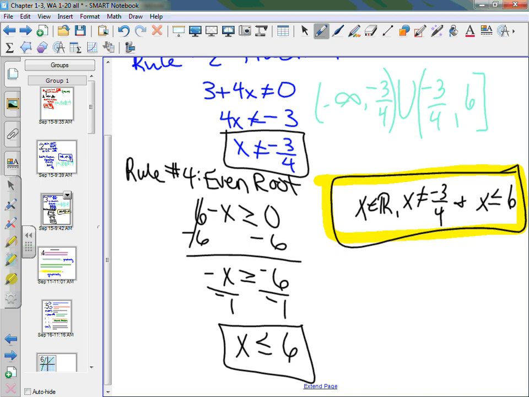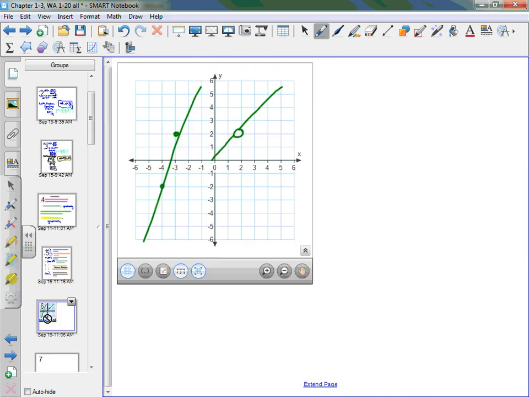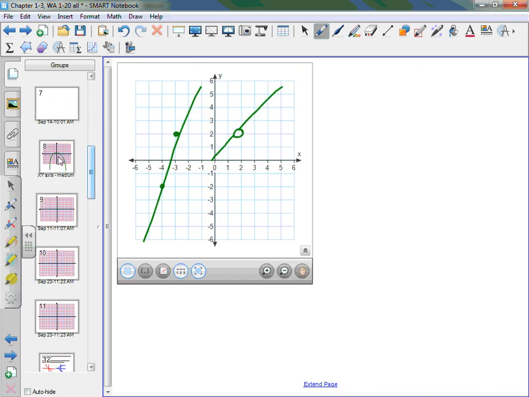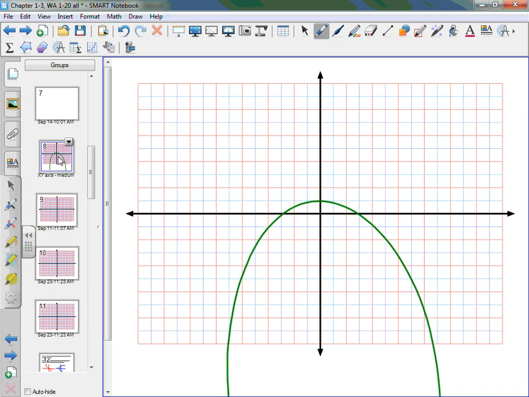All right, that is interval notation. With that said, let's start tonight's homework. This is number 1.